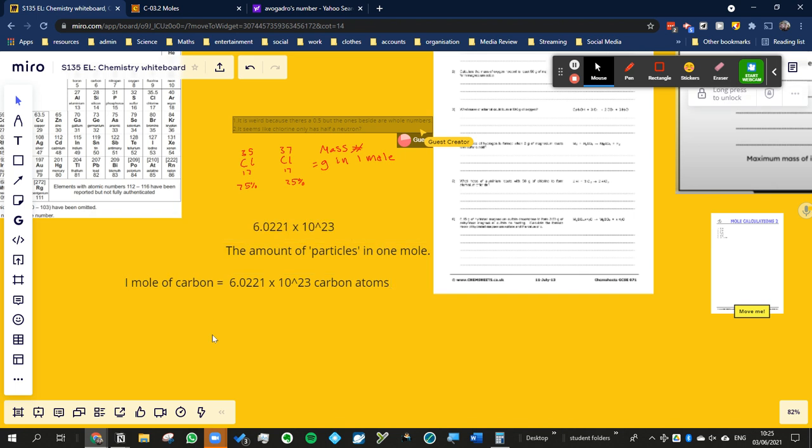That is what 1 mole of carbon is. And of course, if it was 1 mole of oxygen, well, let's stick to non-molecular substances for a start. So 1 mole of zinc would be that many zinc atoms. 1 mole of copper would be that many copper atoms, and so on.